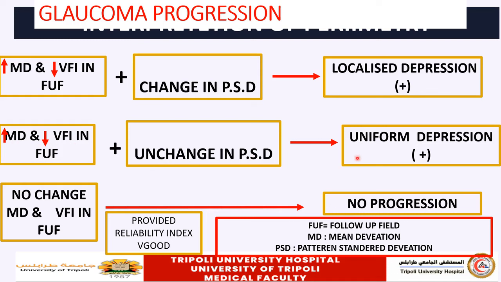This will show a uniform depression of the hill of vision. But if the changes are stable in the mean deviation and the visual field index, and of course there will be no changes to the better standard deviation, at that time we can safely say that there is no progression for our patient. I repeat again, all of these changes should be studied carefully in a reliable visual field. You have to have a reliable visual field. Don't depend on unreliable visual fields.